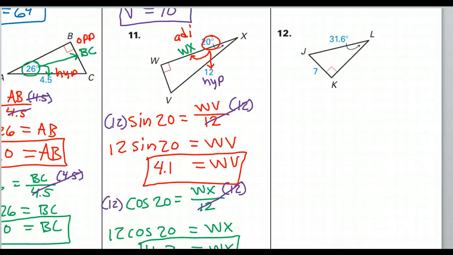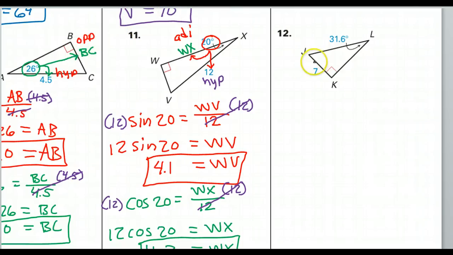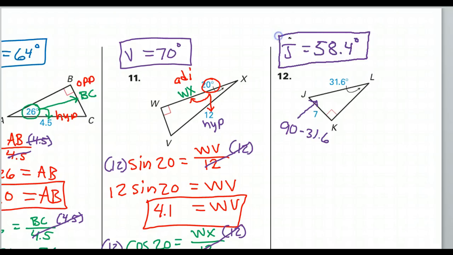Okay, once again, they gave us one of the angles, so we should be able to take care of this very quickly by doing 90 minus 31.6. So that will give us angle J right away. So angle J equals 58.4 degrees. Okay, so that's out of the way. All right, now let's go back in and find one of these sides. I will start with LK.